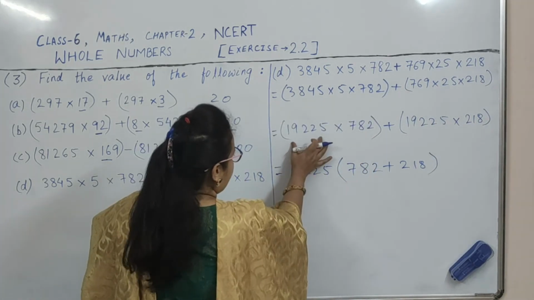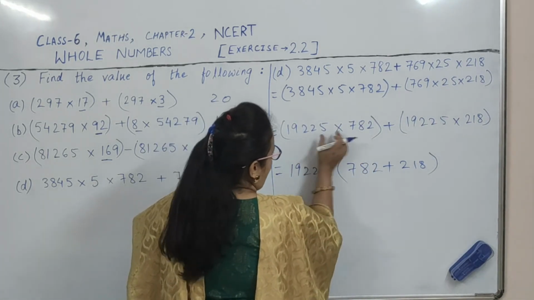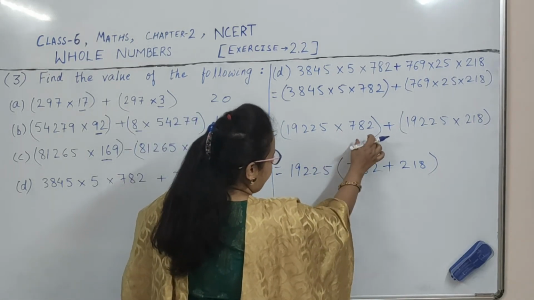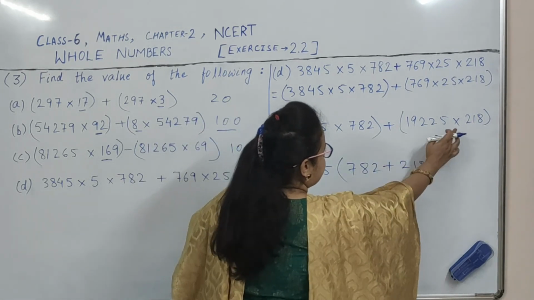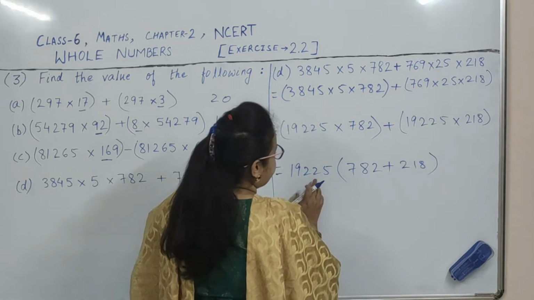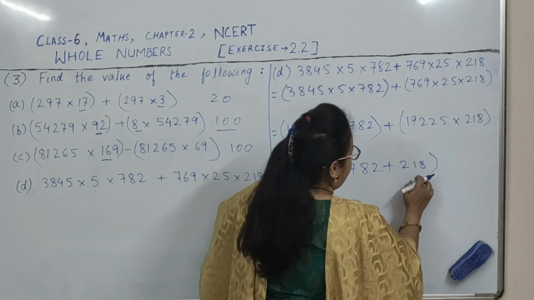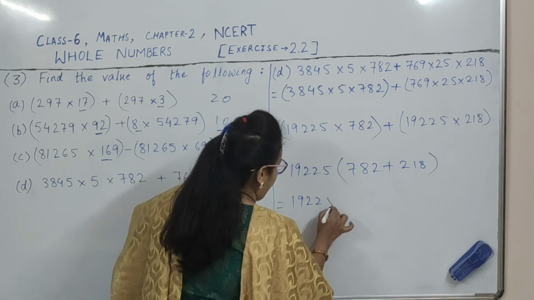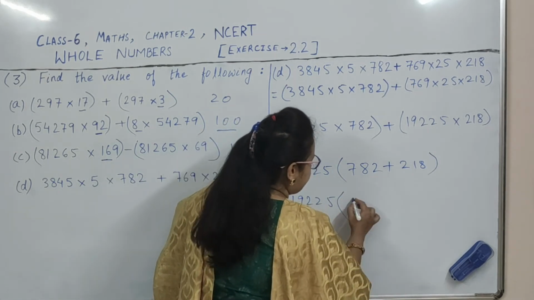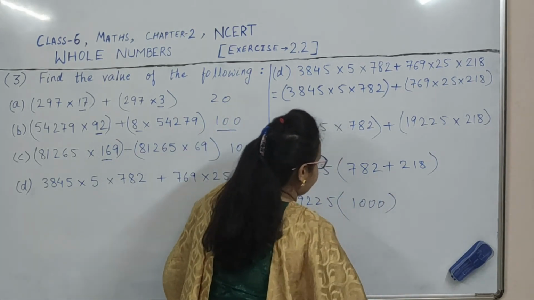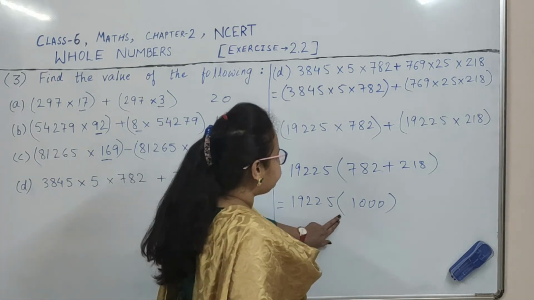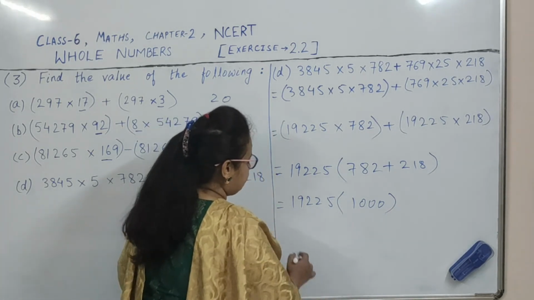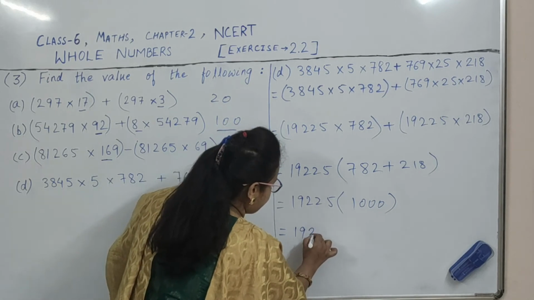So what we did, we took the common out. This number was common for both the terms. We have taken it out. In the first term, 782 remains, plus sign is there. And in the second term, this has been taken out, so 218 remains inside the bracket. Now 19225, this plus this gives 1000. So now bracket means multiplication. So we will multiply this number with this. So what will it give?